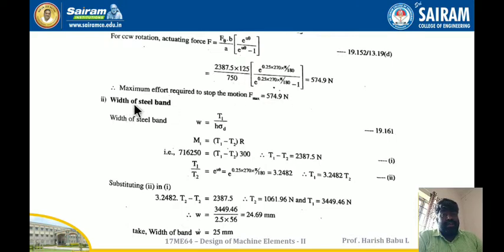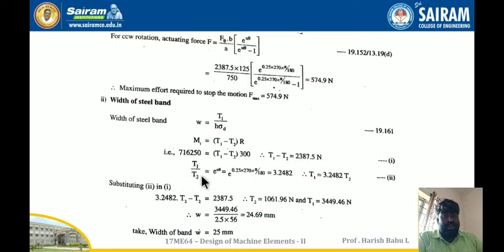So I have to find the width of the steel band. The width of the steel band W equals T1 divided by h sigma d. MT equals T1 minus T2 into R. MT is already calculated, T1 and T2 you keep as they are, and R I can substitute. The difference between these I get as 2387.5 Newton, that is nothing but the tangential force.